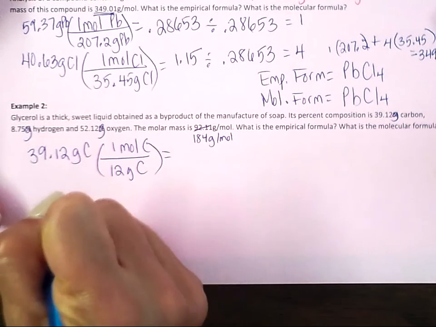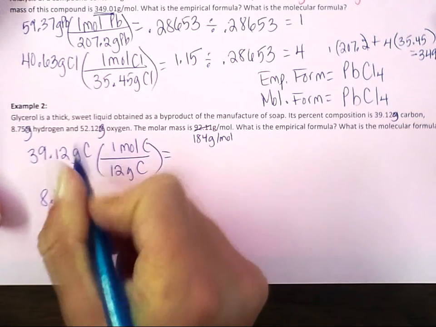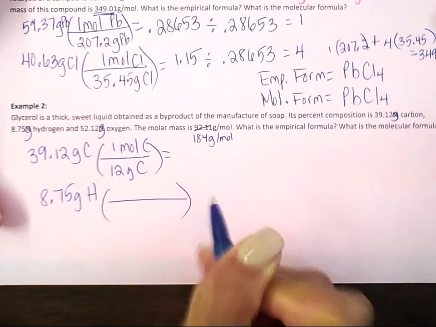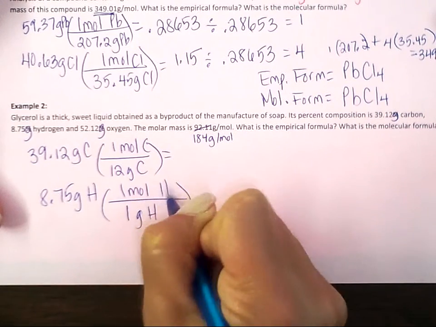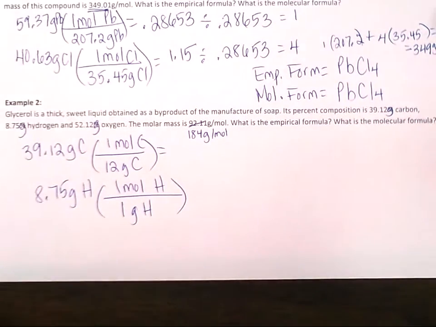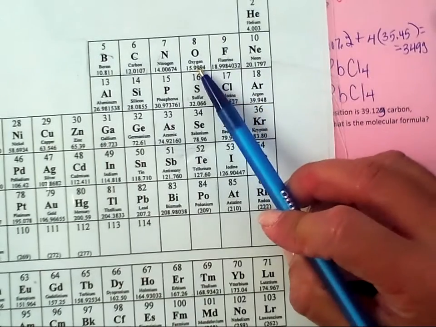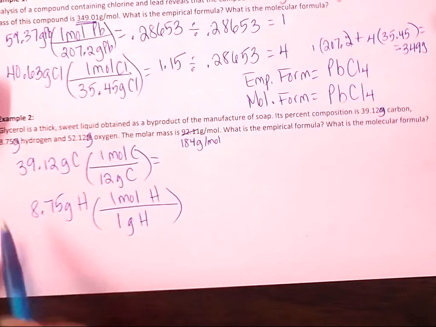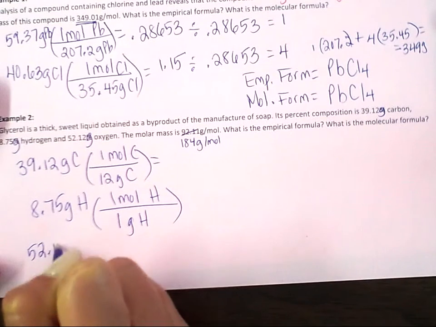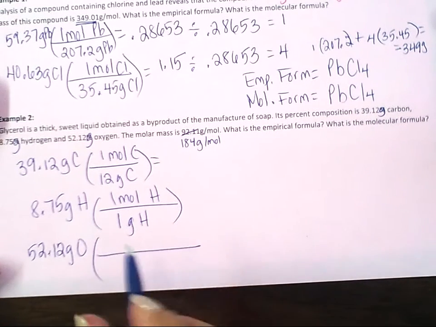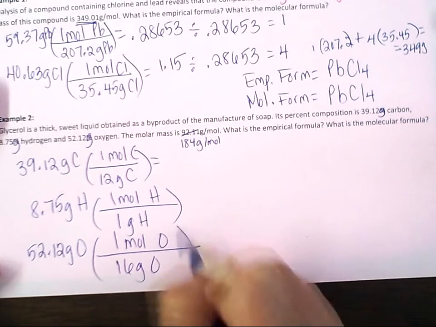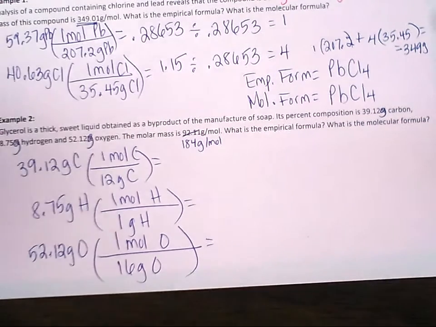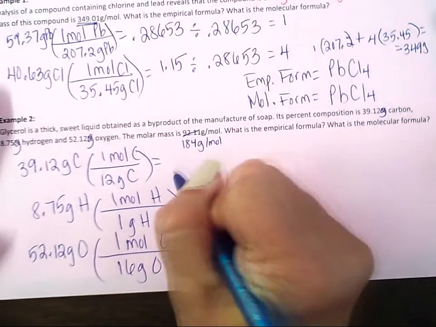The next one is hydrogen, 8.75 grams of hydrogen. For every 1 gram of hydrogen, it's 1 mole of hydrogen. By the way, this is where I'm getting these numbers. Carbon is 12, hydrogen is 1, and I'm about to do oxygen, which is 16. Okay? So they give us 52.12 grams of oxygen. For every 16 grams of oxygen, we have 1 mole of oxygen. Okay, you do the math.